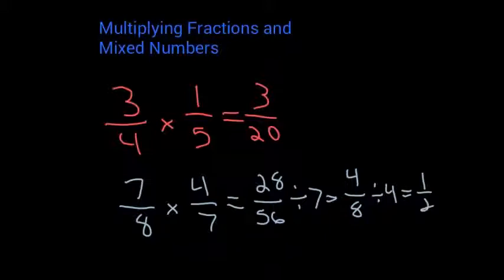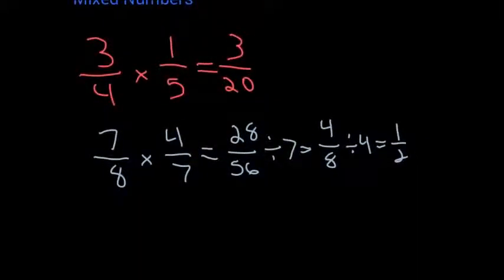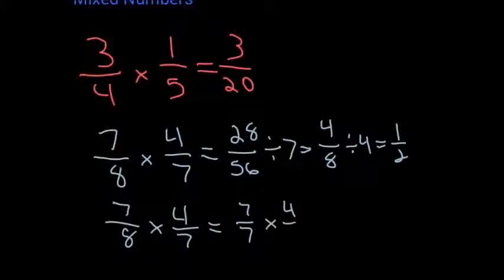Now there's another way to do that where you don't have to reduce at the end, and that's reducing these before you multiply. So let's go back to that original 7/8 times 4/7. Now I can't reduce 7/8 and I can't reduce 4/7, but I can cross reduce, meaning I can reduce 7 and 7 and 4 and 8. And the reason I can do that is because multiplication is commutative. So I could really rewrite this as 7/7 times 4/8.